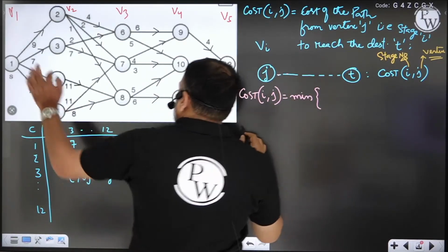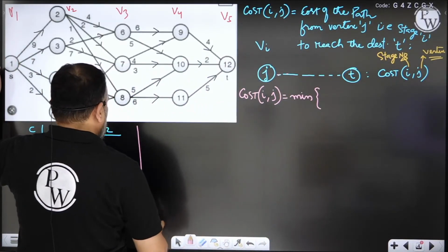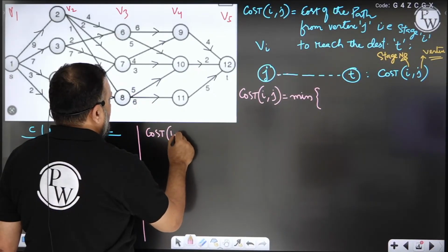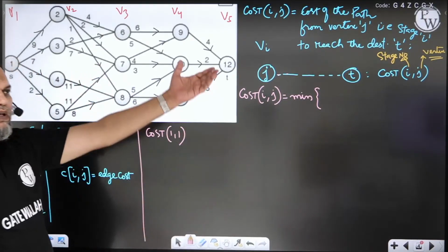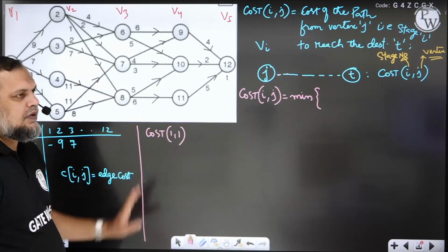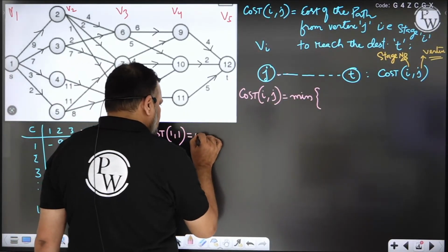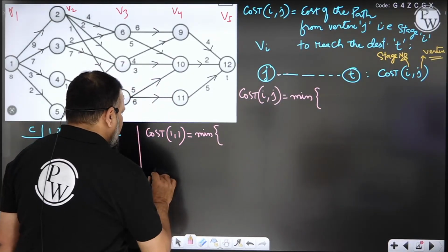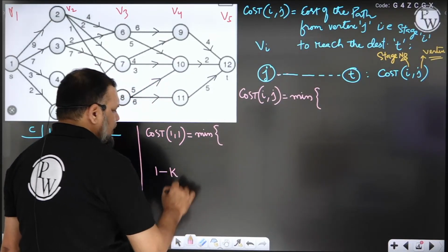For this graph, the initial values of I and J are 1 and 1, is it not? The initial value of I and J for this graph is 1 and 1. First stage, first vertex, right? I want to minimize the cost of this path, so I would write like minimum of what? So from vertex 1, I should visit some vertex k.